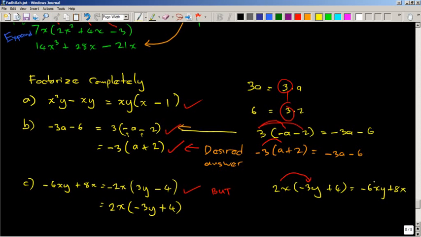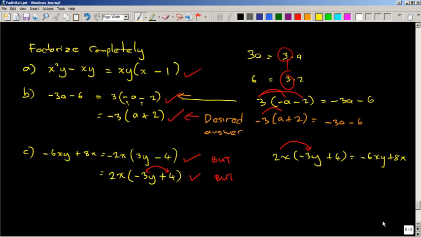Okay, ada satu lagi. This is still not so nice. Apa you boleh buat? Is to change side. You change the side, it becomes 2x, 4 minus 3y. Now this is nice. All the three answers here are correct, but this is the nicest.